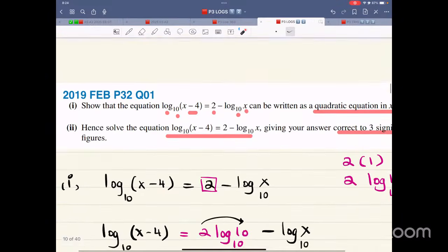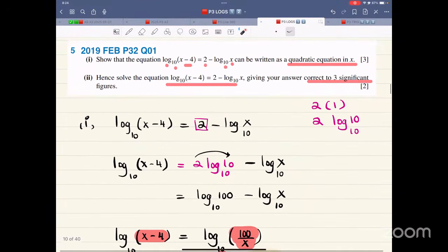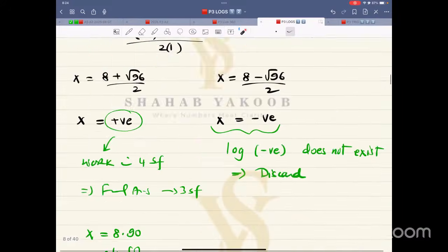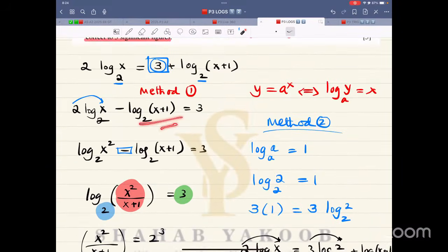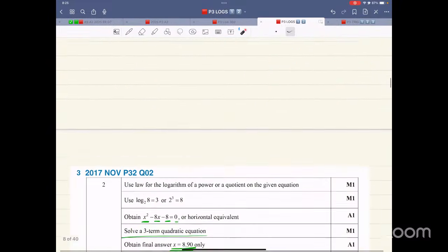Okay, now let me focus on the same kind of question. Another one like this. Have a good look. Show that this equation can be written as a quadratic in x, that means a quadratic equation in terms of x. Hence, solve the equation, giving your answer correct to 3 significant figures. So now over here, we have this equation. We are working in base 10. Again, there were two options. The first option, transfer to the other side, the method 1 that I just did. Or the second option, log 2 base 2 is 1, log 10 base 10 is 1. So I'm using the second option over here.